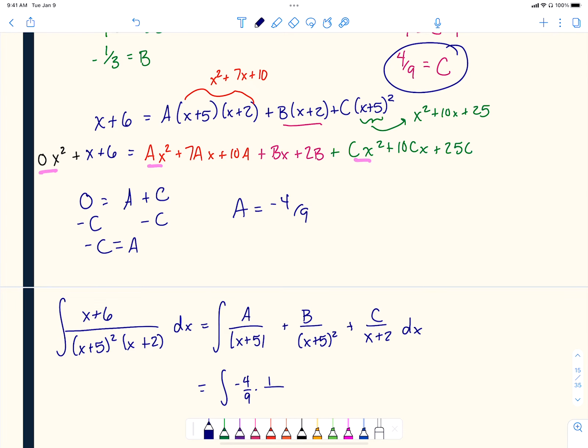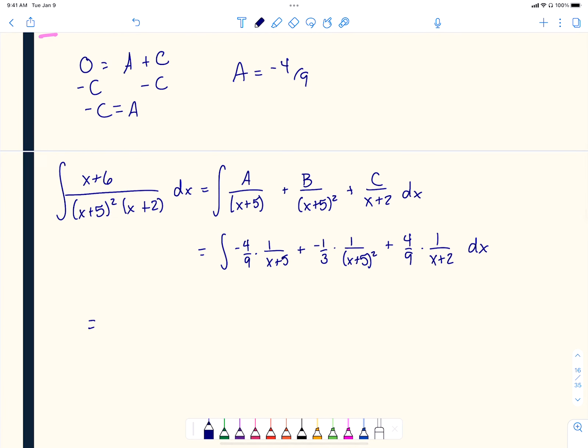So what we can do with this is write this out as a coefficient out in front of that fraction, so you don't have to put a fraction on top of your fraction. And we can do the same with b. We can write that as -1/3 times 1 over x plus 5 squared. And then same with our 4/9 times 1 over x plus 2. So now our first integral, that's just going to be one of our natural logs. So we're going to get -4/9 times the natural log of x plus 5. Our last one here is going to give us +4/9 natural log of x plus 2. We'll have our plus c on the end, let's not forget that.